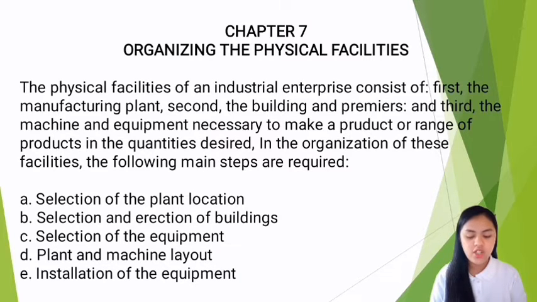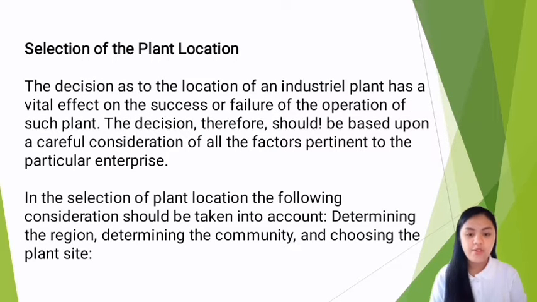In the organization of these facilities, the following main steps are required. A. Selection of the plant location. B. Selection and erection of buildings. C. Selection of the equipment. D. Plant and machine layout. And lastly, E. Installation of the equipment. So first, we're going to tackle the selection of the plant location.